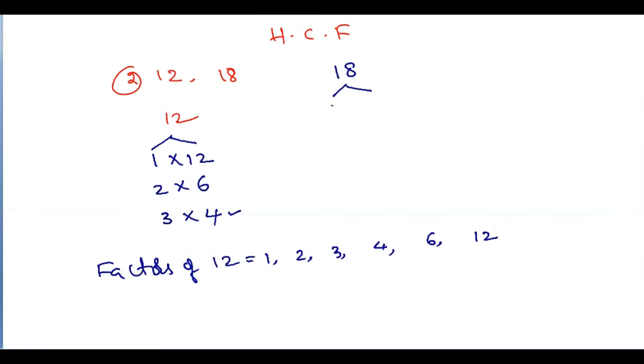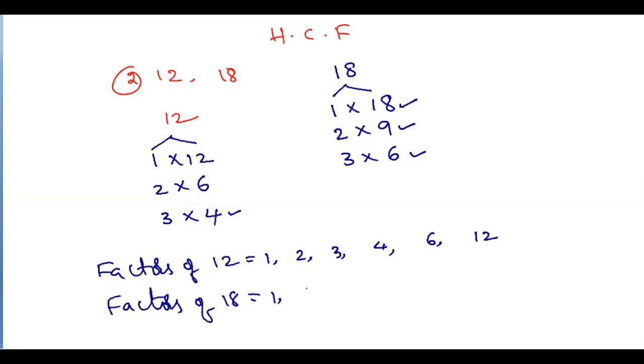18 comes in the 1 table, so 1 times 18 is 18. Again 18 comes in the 2 table, that is 2 times 9. Again 18 comes in the 3 table, that is 3 times 6. It does not come in the 4 table or the 5 table, so it will come again in the 6 table, 6 times 3, 9 times 2, 18 times 1. Therefore, the factors of 18 are 1, 2, 3, 6, 9, and 18.